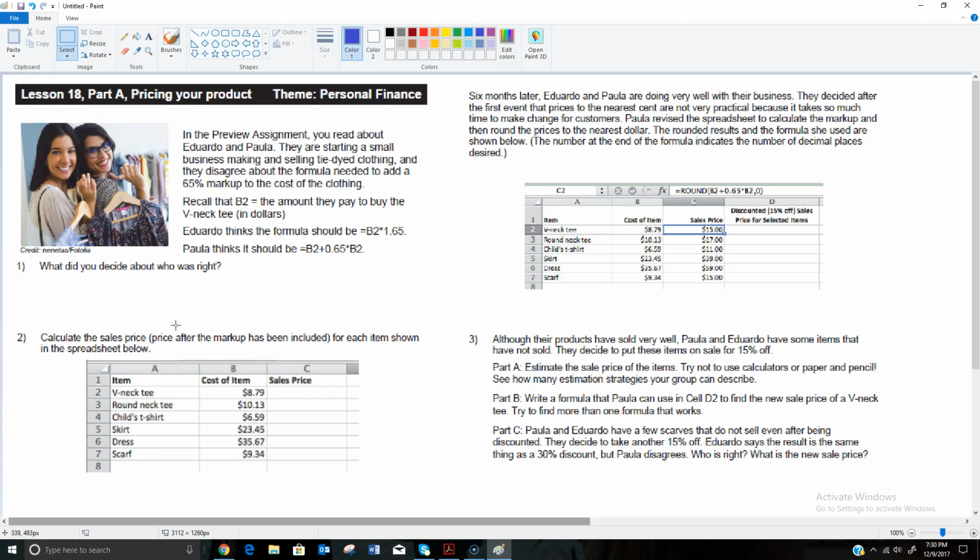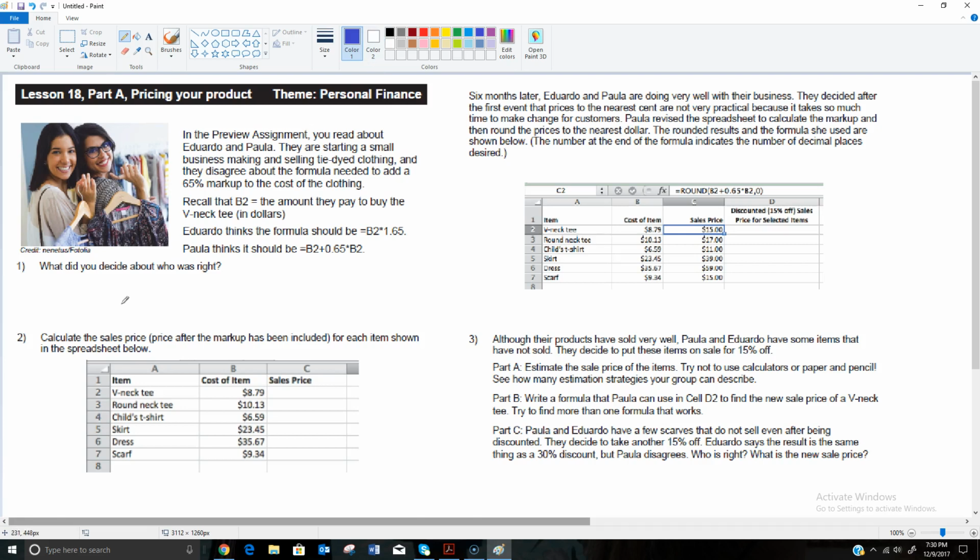In lesson 18, we're going to be talking about pricing, and then we're going to finish off the unit. I believe it's the last section. We're going to finish off with how to calculate the value of an account if it is drawing interest.